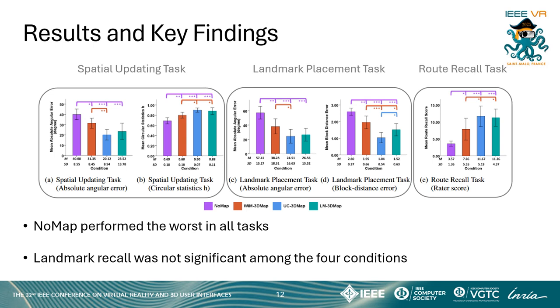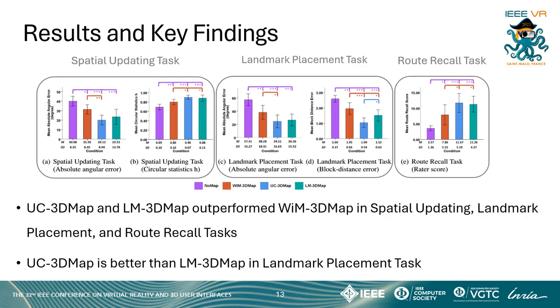Our results showed that the NoMap condition performed the worst in all tasks. Another finding was that the landmark recall score did not show a significant difference among the 4 conditions. Both user-centered 3D map and landmark 3D map outperformed world-in-miniature 3D map in spatial updating, landmark placement, and route recall tasks. User-centered 3D map performed better than landmark 3D map in the landmark placement task.